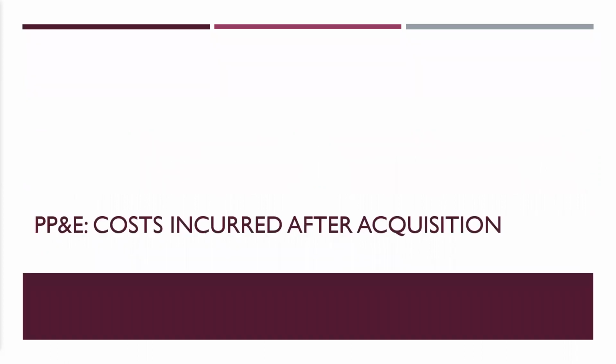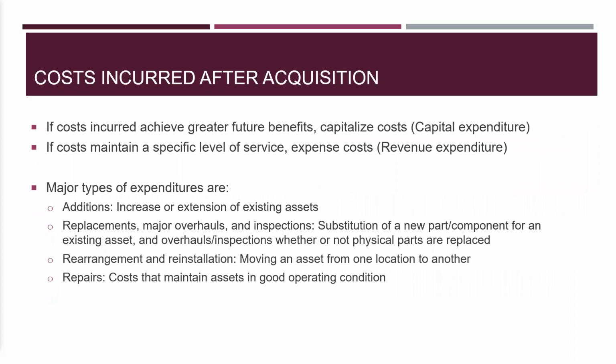Property, plant, equipment costs that are incurred after acquisition, what are we going to do with those? It entirely depends on the nature of those costs. If the cost is incurred to achieve greater future benefit, meaning that either the performance of your asset is changing or the life of your asset is changing, if either of those two things are changing, then we refer to that as a capitalized expenditure.